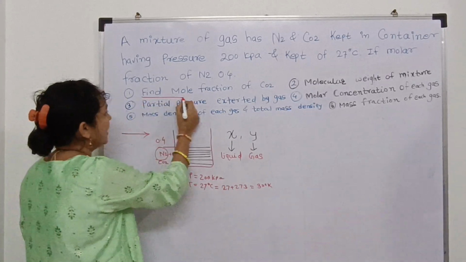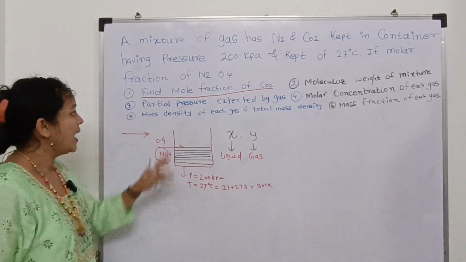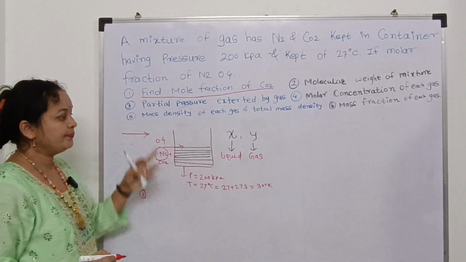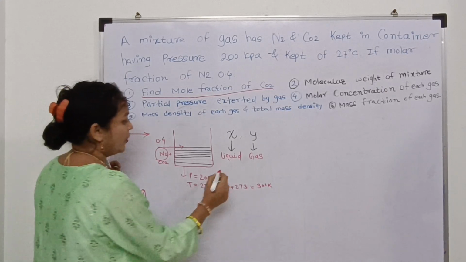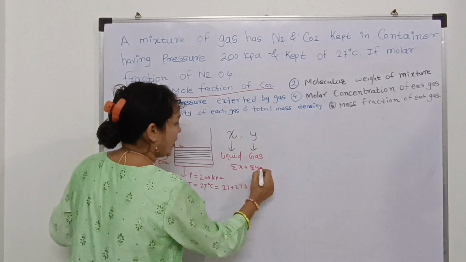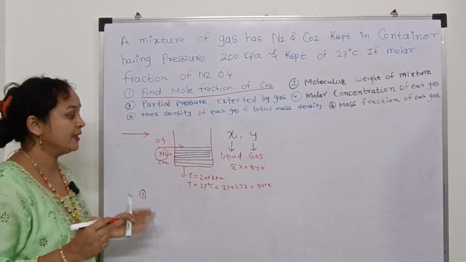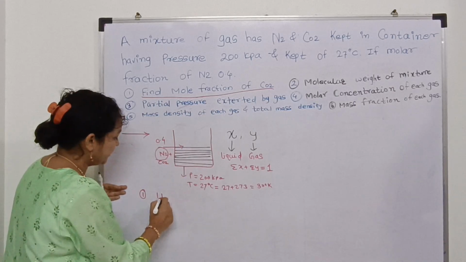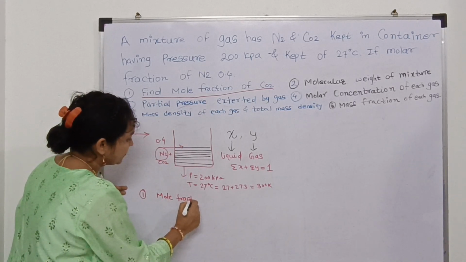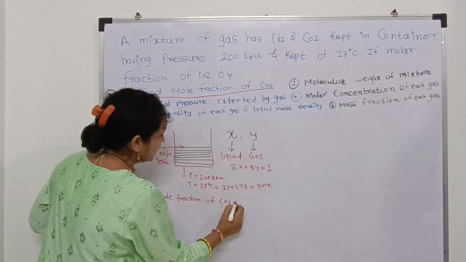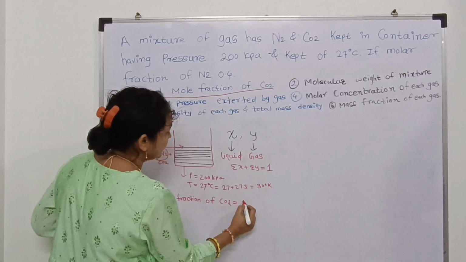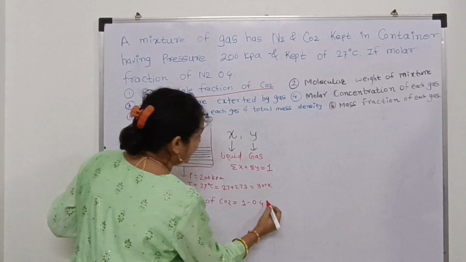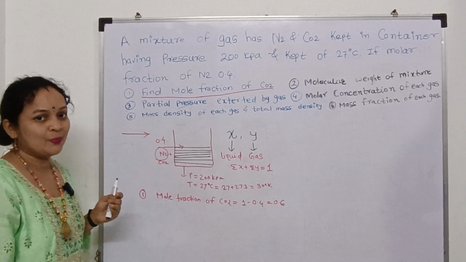Now the first thing they ask is the mole fraction of CO2, and they have given the mole fraction of N2 in the mixture, right? So let us start with the first one. For any binary mixture, the summation of X plus Y, that is of the liquid state or the gas state, becomes 1, right? So you can calculate the mole fraction of CO2 as 1 minus the mole fraction of N2 they have given, that is 0.4. If you calculate simply, you get the value 0.6, right?